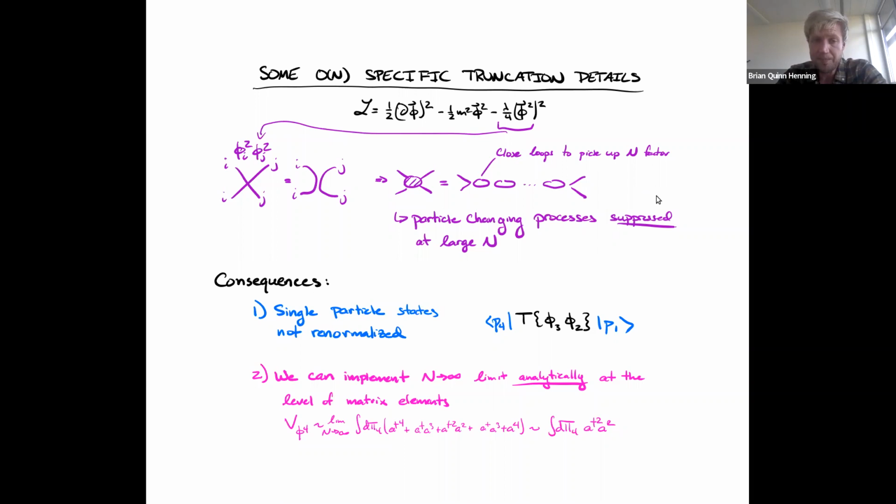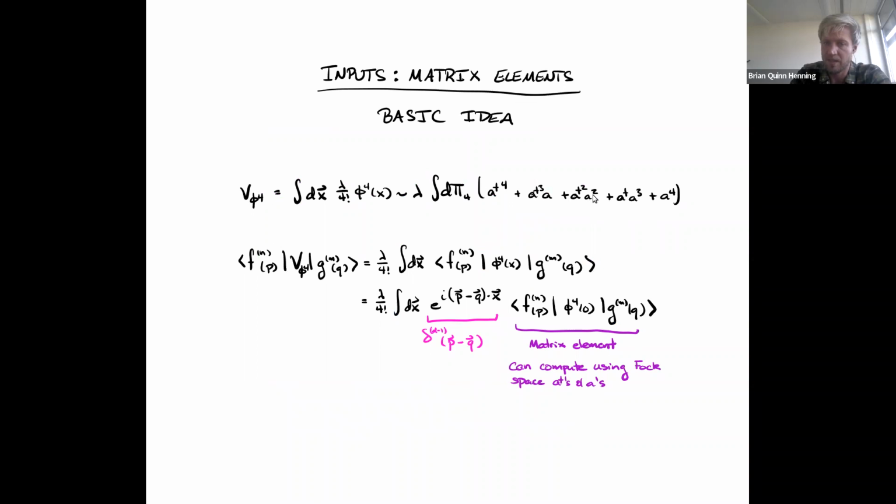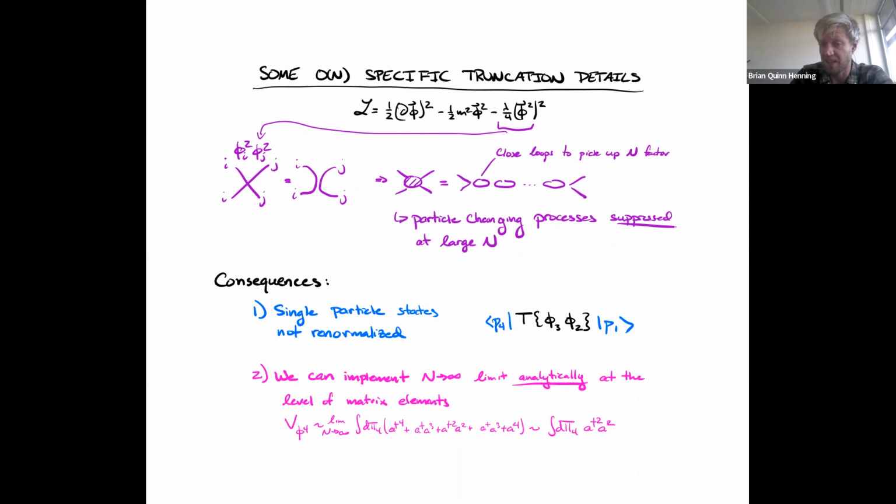Now, for the O(N) model at hand, we saw in the previous slides that the analytic result at large N comes from summing all these bubble diagrams. You're closing the loop, so you pick up a factor of N, and that's why it dominates. The point is that the particle number changing processes are suppressed. In particular, this a dagger squared a squared is the leading N term, and all these other terms are 1 over N suppressed relative to it. So we can implement the large N limit analytically by only computing certain types of matrix elements.